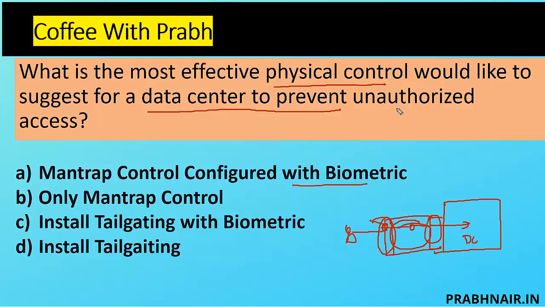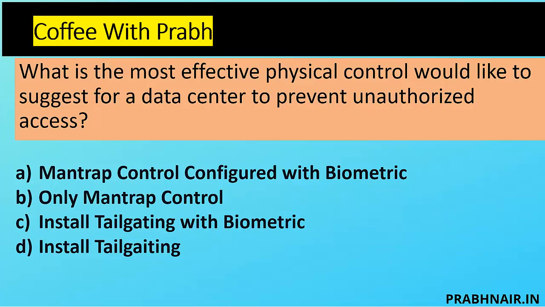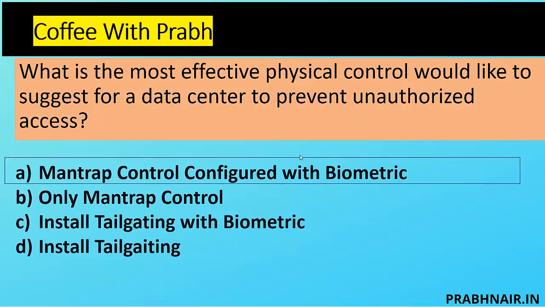So the question is talking about the physical control you would suggest for a data center to prevent unauthorized access. With tailgating with biometric, there is a possibility that one person along with another can pass, but in the man-trap it is not possible for two people to pass, and with biometric you establish strong accountability, so you can't deny. That's why the answer is A. Install the man-trap. If you get both options, select man-trap as the best answer in the exam. Man-trap control configured with biometric. Let's move to the next coffee shot.